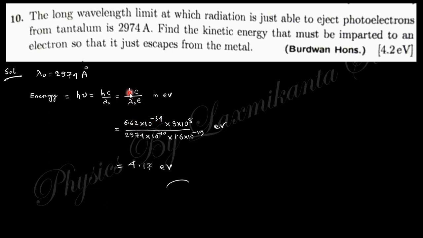So if you just put this value, h is the Planck constant, c is the speed of light in free space, and lambda naught is the long wavelength, that is the maximum wavelength or, in terms of energy, the minimum energy. e is the electronic charge. So if you put all these things, you will get this value in electron volt. This is very simple, just using this formula.